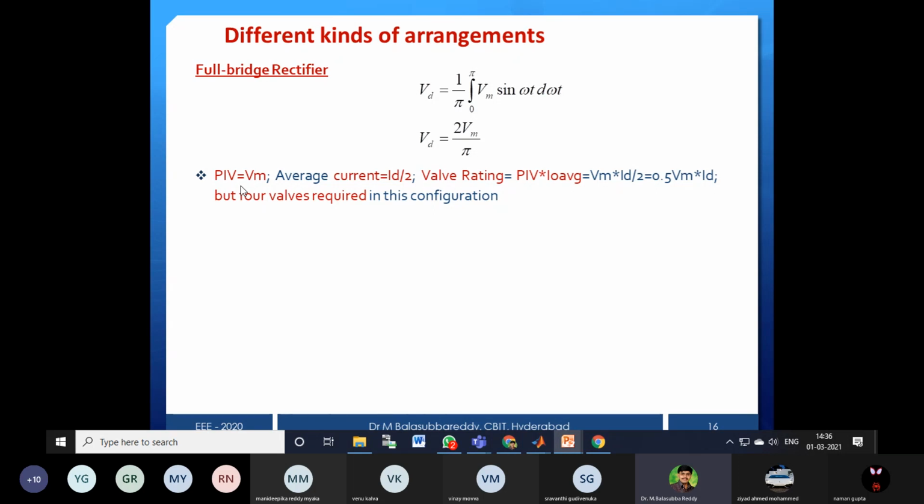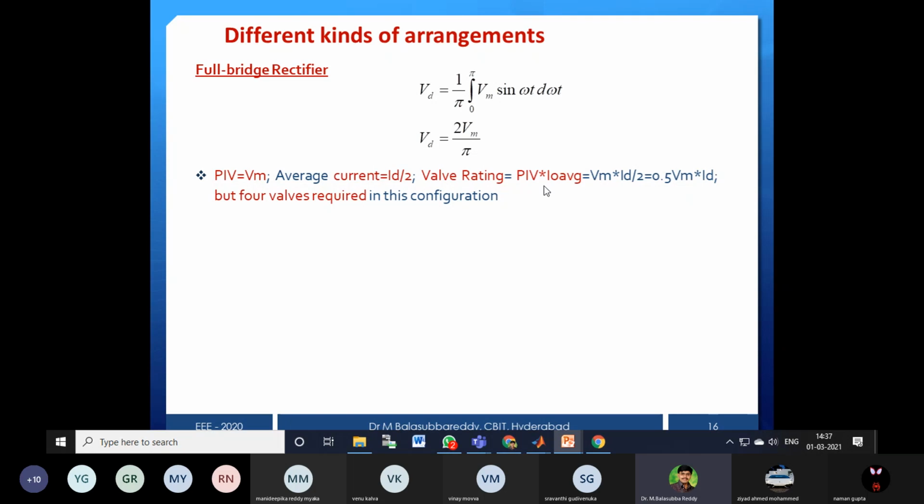The average current also: when two sets of devices, I1 I2 together, fire, the current is id, and similarly when I3 I4 fire, that current is id. So the average current is id by 2. Therefore the valve rating is the peak inverse voltage times the load current. What is the peak inverse voltage here? In this case it is Vm, and the current is id by 2.